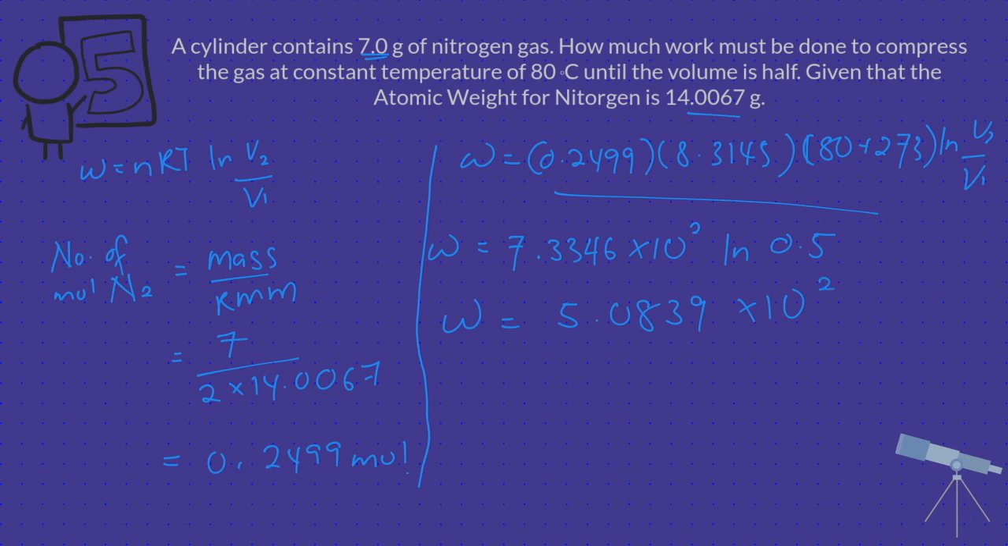And then the next thing that you need to do is look back at the question. How much work must be done to compress the gas at the constant temperature of 80 degrees Celsius? So work done to the system, right? The cylinder is the system. So how much work is to be done to the system? Your sign for W should be negative. So instead of positive here, your final answer should be W is equivalent to negative 5.0839 times 10 to the power of 2 joule, or you can also write it as negative 508.3965 joule. So this is the final answer for the fifth question.